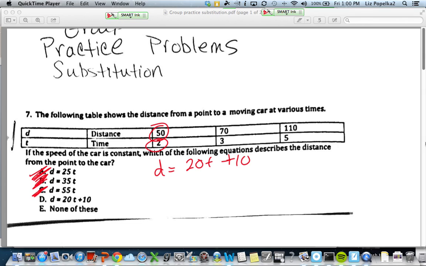So let's double check and see what this said. So I'm going to put in 3 for T. 3 times 20 is 60. 60 plus 10 is 70. So yes, D is the correct answer for number 7.